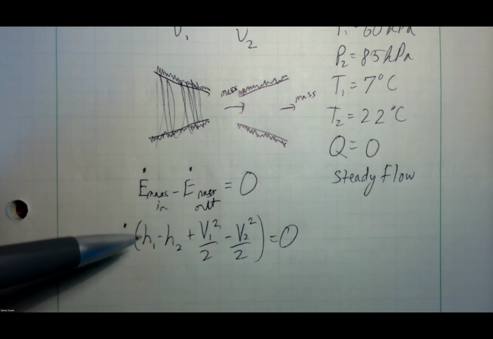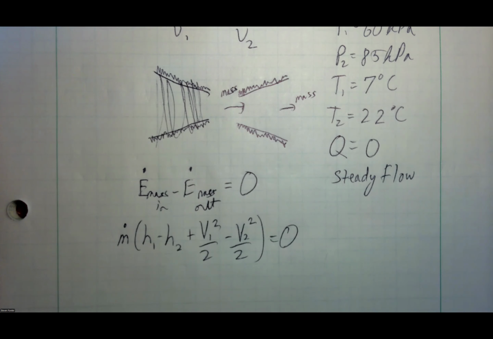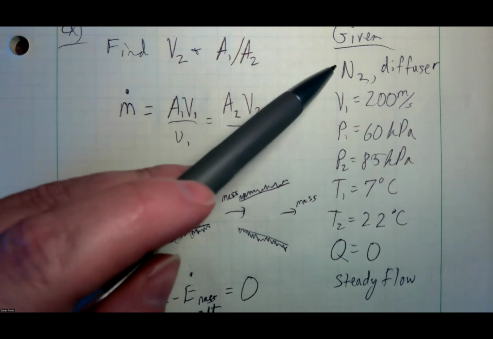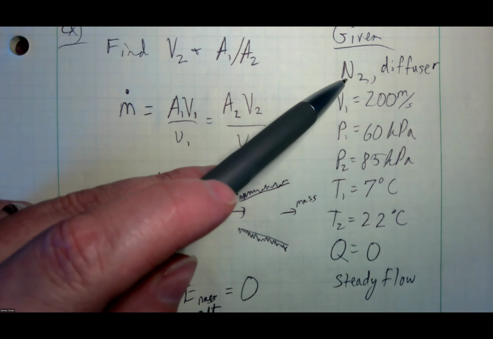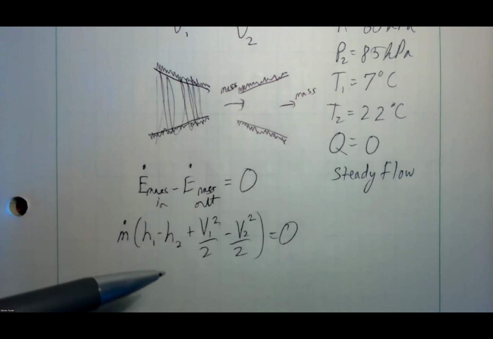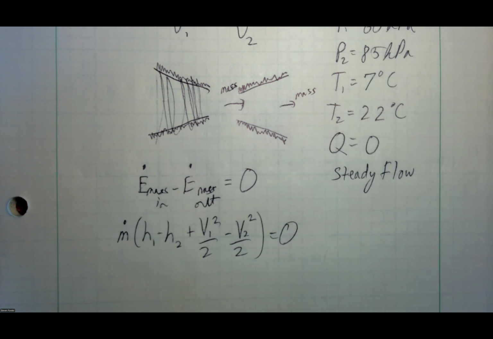What do we know here? Well, how do we find h's? Well, h's are a property. That means I have to know what my substance is and follow the rules for that substance. I've got nitrogen. That's a gaseous substance, so I'm going to treat it like it's an ideal gas. For ideal gases, h's and u's are functions of temperature. Knowing the temperatures means I know the h's.